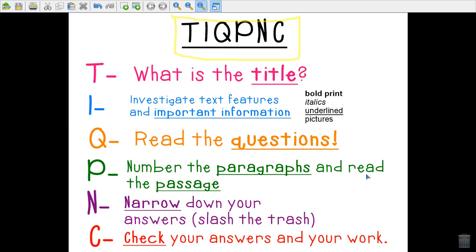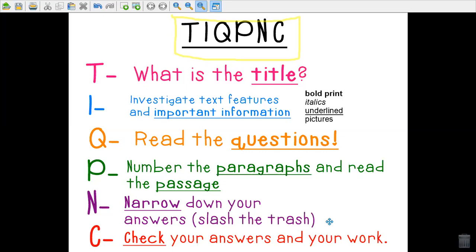P stands for number the paragraphs and read the passage. I know some classes don't number the paragraphs. This is just for the classes that do it already. The next one is read the passage. So you're going to read your poem today after you read the questions. Same thing like we always do in class, guys, okay?